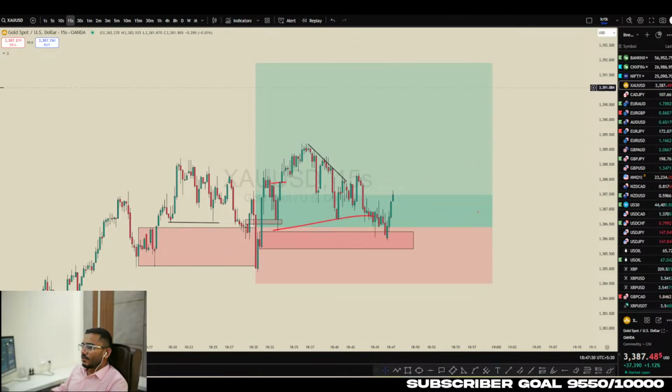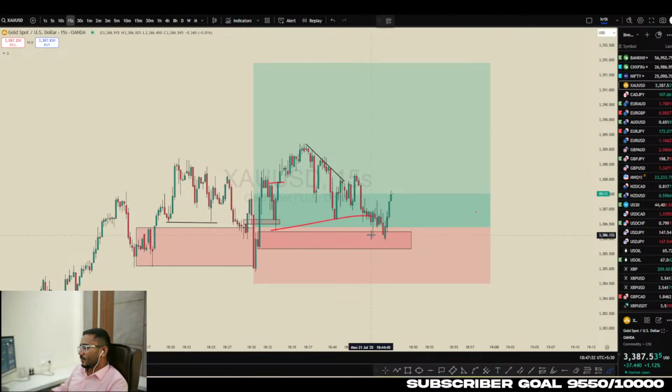Now we can see that because price has swept this previous low, this candle on 15 seconds, it should continue higher now. This is a good sign. And it's creating more imbalances in our direction. This is a good sign.